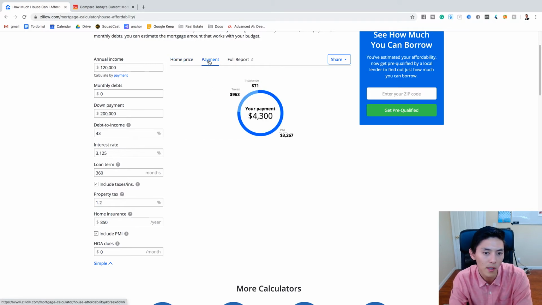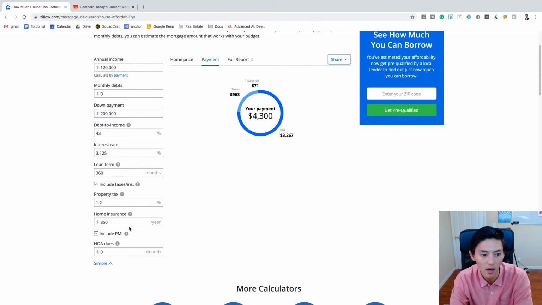And if we look at the payment, you can see how this all breaks down. You notice this payment is $4,300 a month. And that basically goes back to our debt to income ratio. Because the max is 43%, your annual income is $120,000. So that means your monthly income is going to be $10,000. So 43% of $10,000 is $4,300. And you can see how this payment stays the same no matter how you change these numbers.